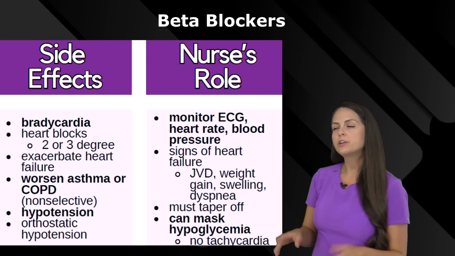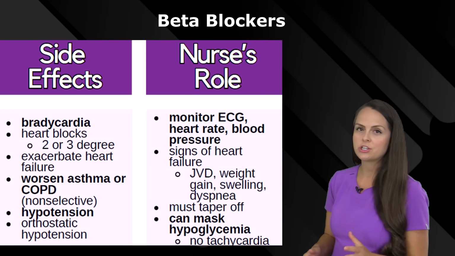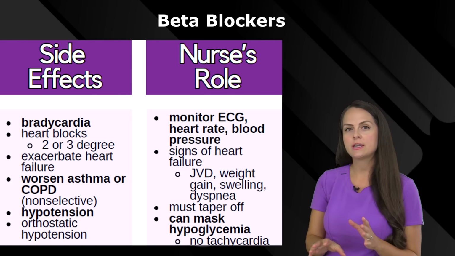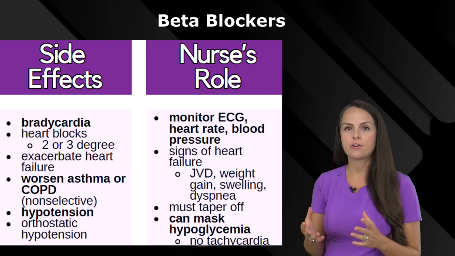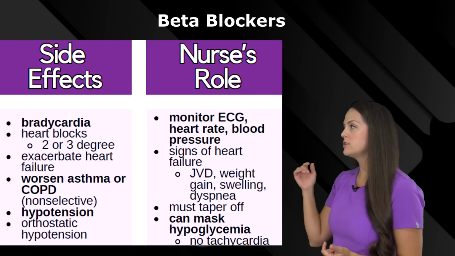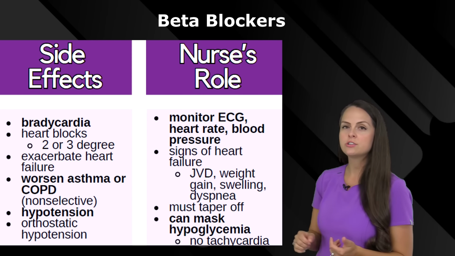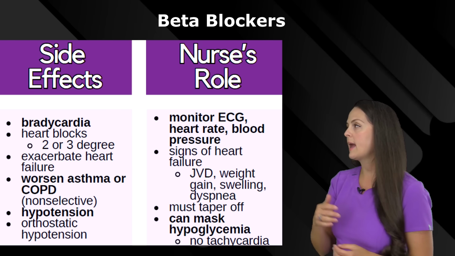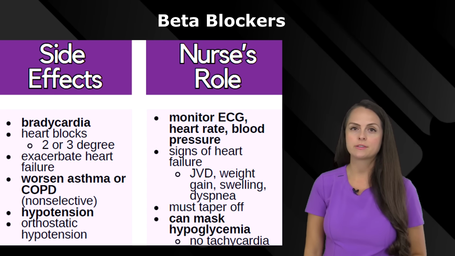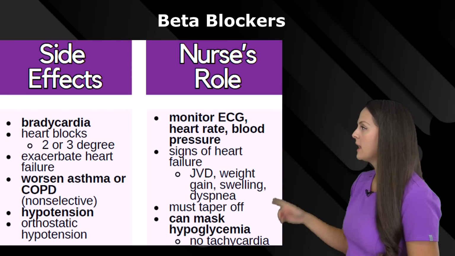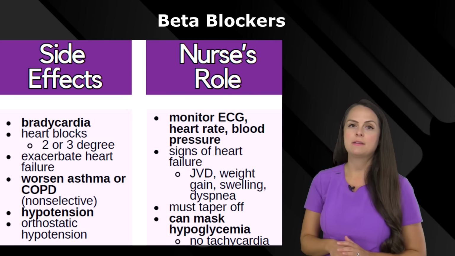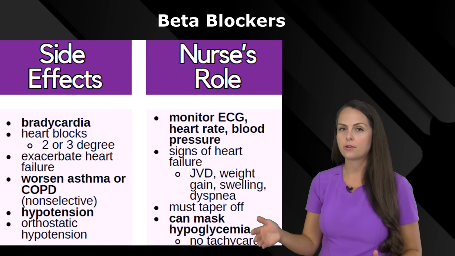The nurse's role would include monitoring the ECG, the heart rate, the blood pressure, and making sure the patient, if they are at risk for heart failure, is not experiencing heart failure exacerbation. What that would look like is that they start to have jugular venous distension, they're experiencing weight gain, they're having swelling, or they're having difficulty breathing. That points to, hey, we got some heart failure going on. And educate patients, they just cannot quit taking beta blockers. They have to be tapered off.